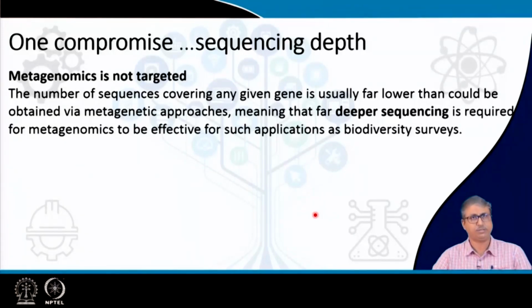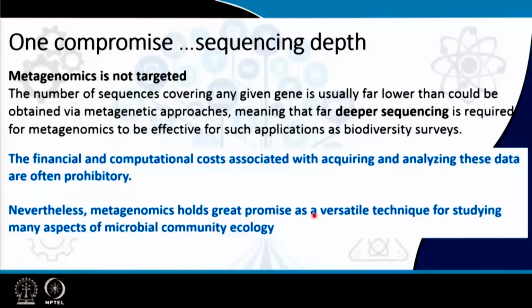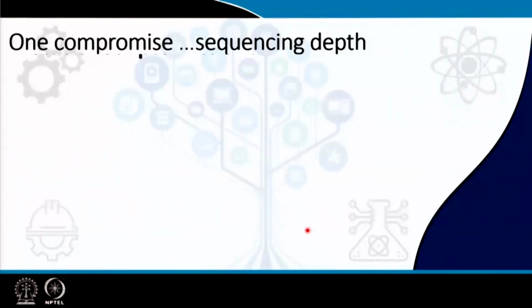pathway is complete. Now, increasing the sequencing depth will give us more data, so that we can quantitatively compare what the quantitative abundance of a particular pathway is with respect to another pathway. Second, and a minor issue, I will say, is the financial and computational cost associated with acquiring and analyzing these data. For certain research groups and certain countries also, these are prohibitory, because this is naturally high. Nevertheless, metagenomics holds great promise as a versatile technique for studying many aspects of microbial community ecology.